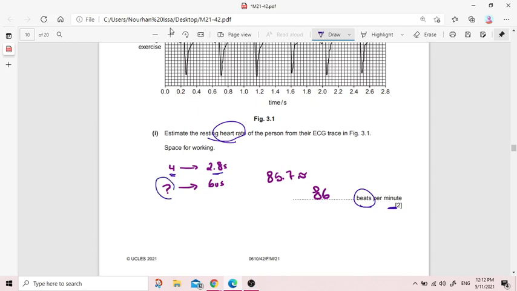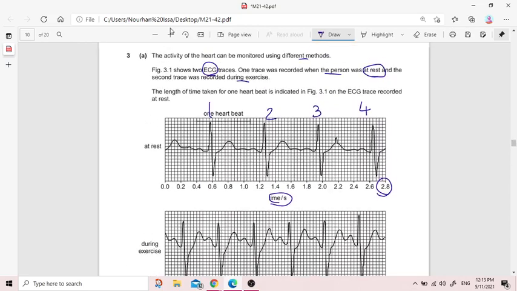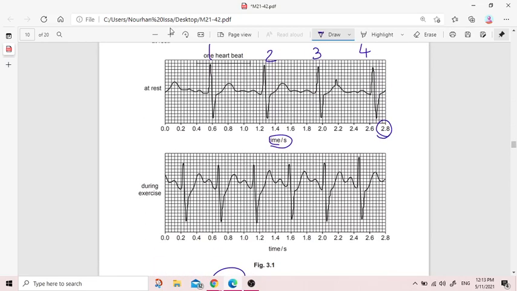Now how many heartbeats in 60 seconds, which is 1 minute? You will cross multiply 60 times 4 divided 2.8. You will get 85.7 heartbeats per minute. You can round it up, okay, because it's a counted number, so it will be 86 beats per minute. This is how you know the heart rate from the ECG.